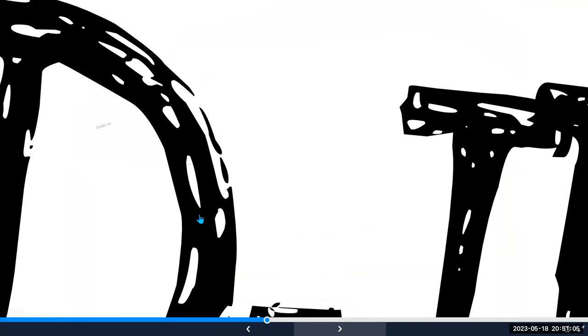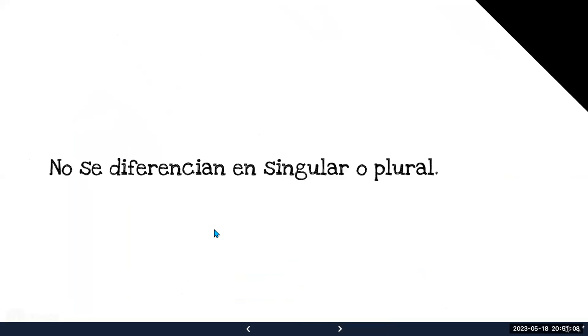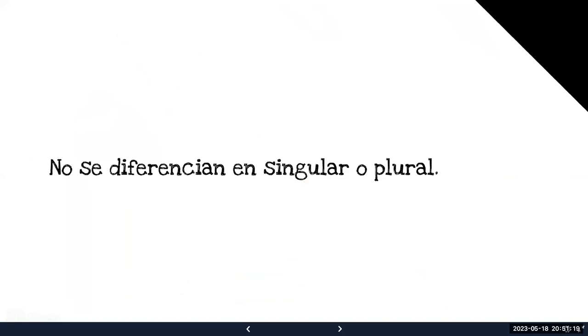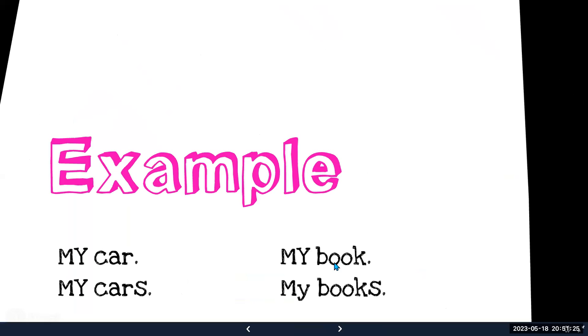Wow. What's going on there? Ojo con esto. Take care about this. No se diferencian en singular o plural. ¿Por qué? How? And we got some examples. I can say my car or my cars. I can say my book or my books. Okay, give me another example related with this, please. Deme otros ejemplos.